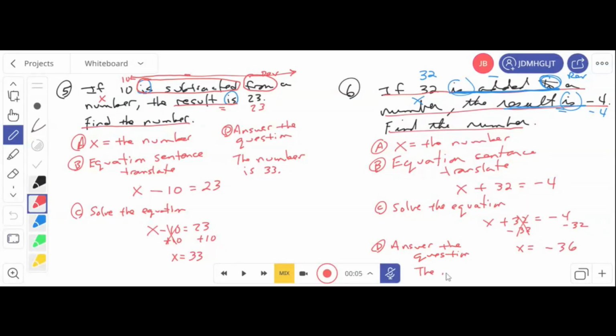So we make sure that we answer the question. And so the number is -36. Okay. Now we're going to look at number 7.